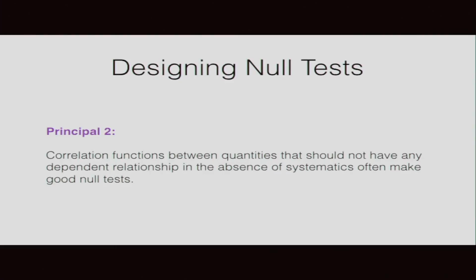Principle number 2, correlation functions are your friend. Lots of things you can correlate between, 1-point correlation functions, 2-point correlation functions, lots of different kinds of correlation functions. If you can correlate two quantities that shouldn't have any dependent relationship if your experiment were working right, but would maybe if there were some systematics, those can be good null tests, okay?